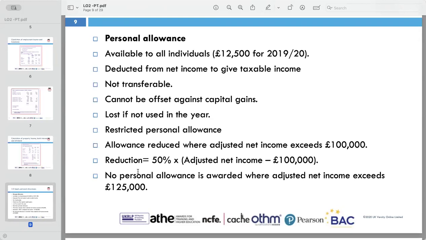So no personal allowance is awarded where adjusted net income exceeds 125,000 pounds. If income exceeds 125,000 pounds, they lose their entire personal allowance. This means that they will be liable to pay income tax on all of their income without the benefit of the personal allowance. It is important to understand these rules surrounding personal allowances to ensure accurate tax calculations and compliance with HMRC, or tax office, regulations.